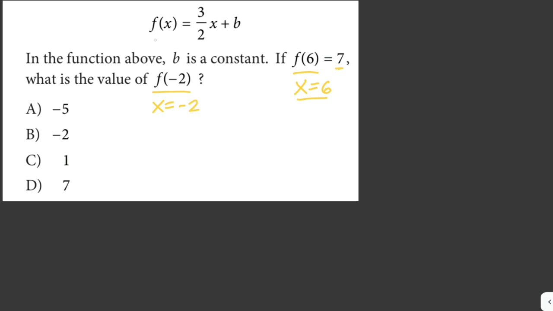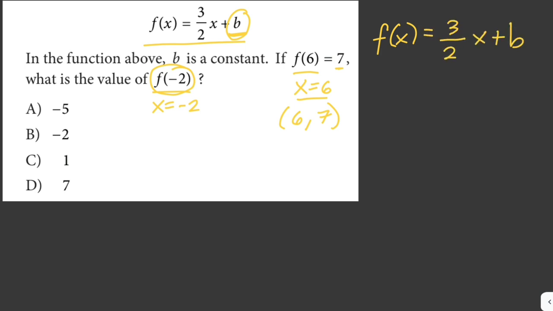So we're given this function here, f of x equals 3/2 x plus b, but we don't have the value for b. But we're given the values for x and y, which is 6, 7. So the first thing we do here is solve for the value of b before we can solve for f of negative 2. So that would be f of x equals 3/2 x plus b.